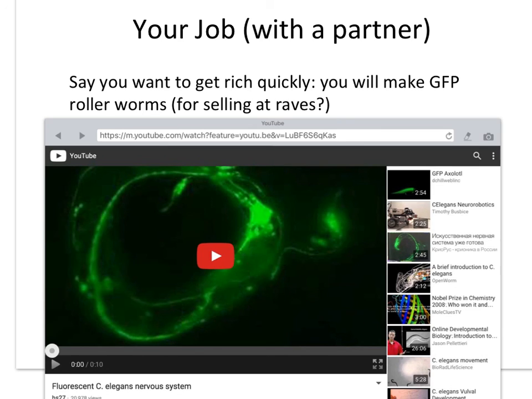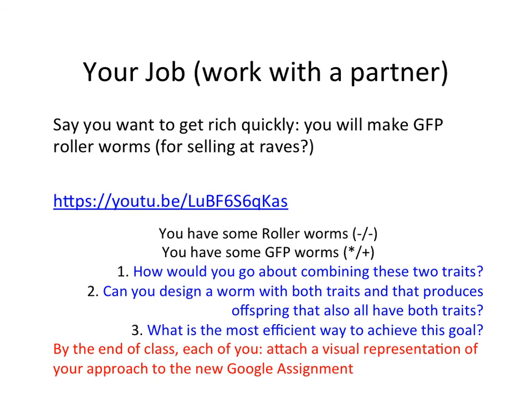So here's the goal. Sorry, give me 40 more seconds. Your goal is to make green fluorescent roller worms like the one we see here. This is the goal because we want to go sell them at raves. Right? So here's what you've got. You have two different things that you can use. You've got some roller worms and you've got some GFP worms.